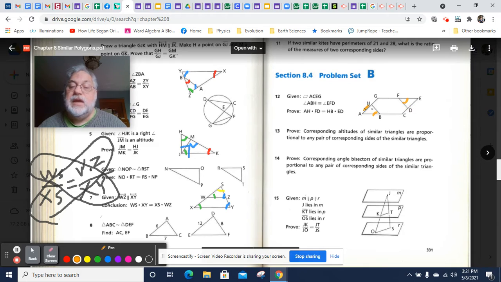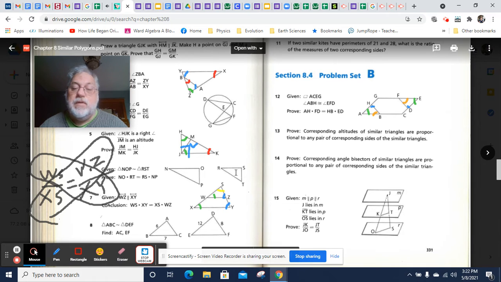That's interesting. And then HB and ED. Okay, yeah, AH and ED. Okay, so what we know, since it's a parallelogram, is that the opposite angles are congruent. So we have similar triangles right off the bat. I'm going to go ahead and label the third angle here to help us keep corresponding sides in order.